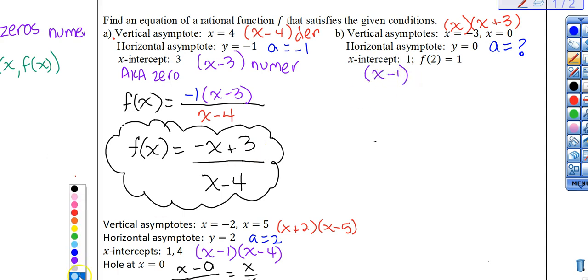Now here we're going to need our green pen because we have one more condition. f of 2 is 1. 2 represents our x. 1 represents our f of x. And so we have to have at least 1 point if we're going to find A.